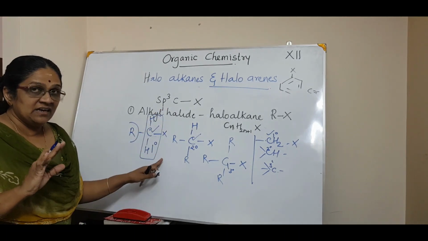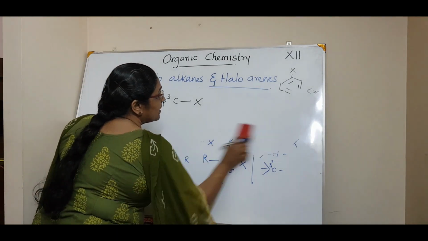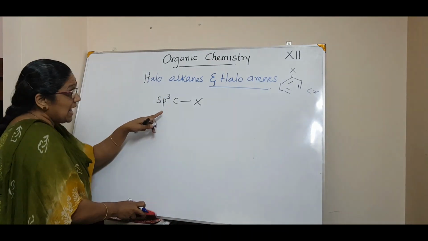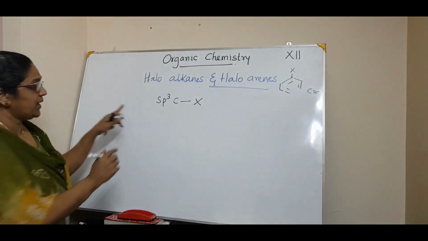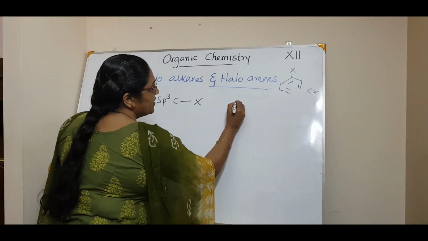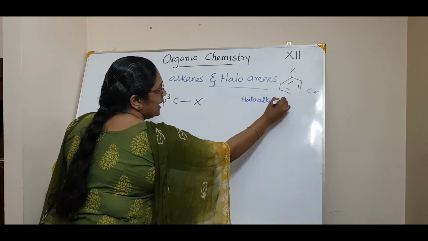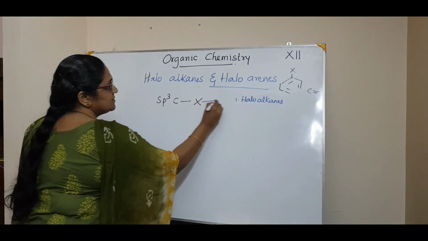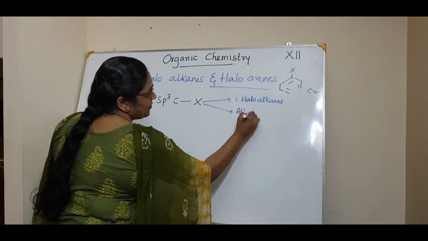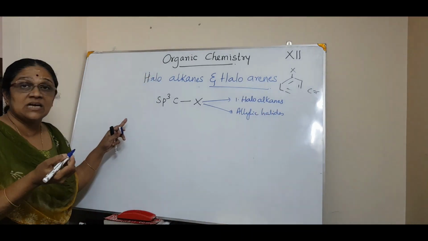Now, is it clear? Now, can I rub this? The second classification in the compounds containing sp3 C–X is allylic halides. First is haloalkanes or alkyl halides, the first classification of this. The second classification of this is allylic halides. You have to be familiar with all these terminologies.